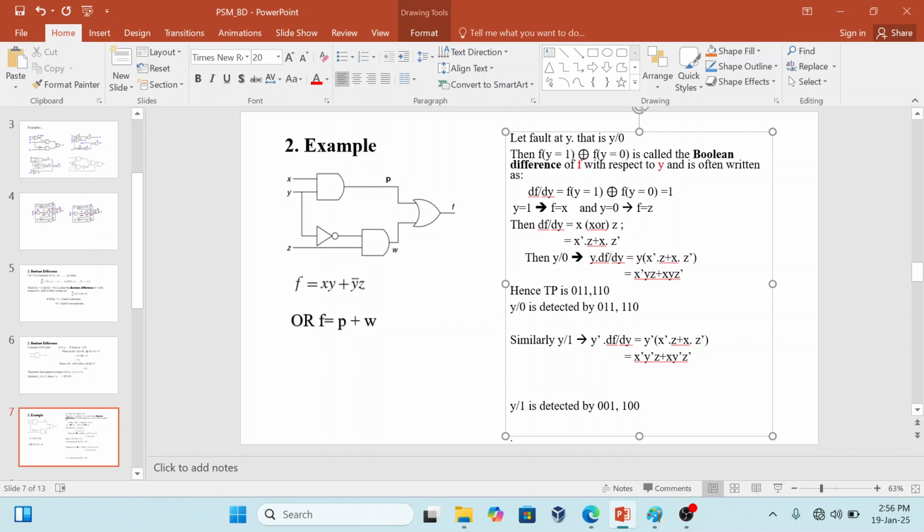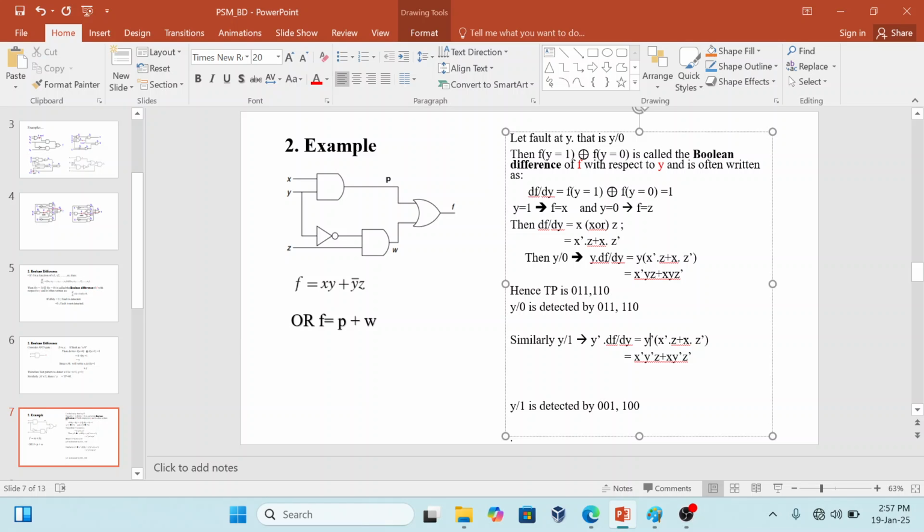Similarly, I can find out if y is stuck at 1. So if y is stuck at 1, I will just modify the expression as y bar into df by dy. So substituting the same df by dy as x XOR z, keep in mind that now I have to substitute this as y bar because I am finding y stuck at 1. So the simplified expression I will get here is x bar y bar z plus x y bar z bar. So the corresponding test patterns are 0 0 1 and 1 0 0.